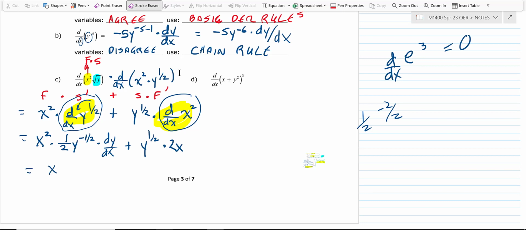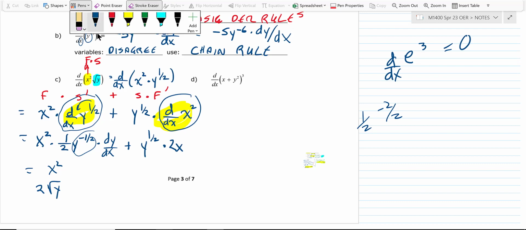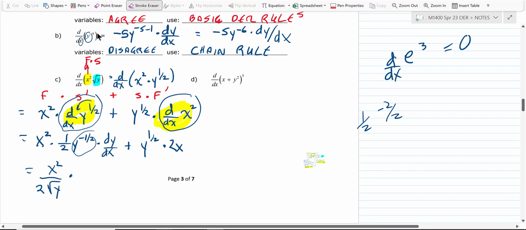You could write this as x squared over 2, and then you could move that to the bottom, making that a y to the 1/2, and then that'd be a square root of y. You don't have to do that unless I'm really directing you to do that. But that's kind of what we're used to doing. Then times dy over dx.